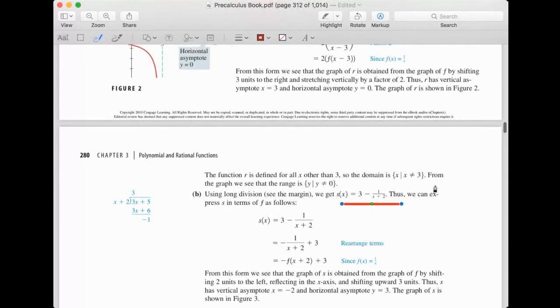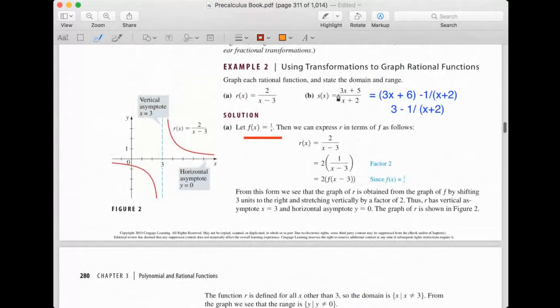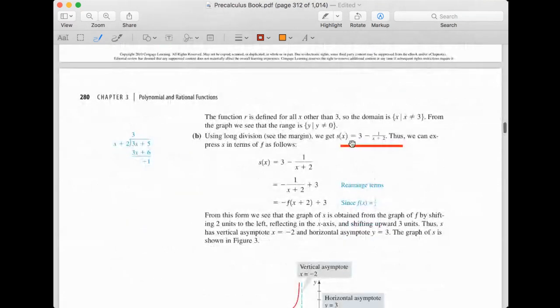That's how we get this. First, we change 3x plus 5 to 3x plus 6 minus 1. Then for 3x plus 6 divided by x plus 2, you just factor out 3. That becomes 3 multiplied by x plus 2. Then x plus 2 divided by x plus 2 becomes 1. So this function s of x can be rewritten as 3 minus 1 over x plus 2.